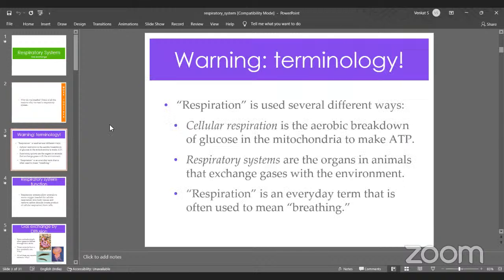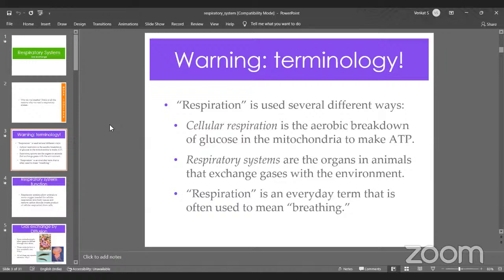The terminology of respiration is used in several different ways. Cellular respiration is the aerobic breakdown of glucose in the mitochondria to make ATP. What is ATP? ATP is adenosine triphosphate. Then respiratory systems are the organs in animals that exchange gases with the environment.